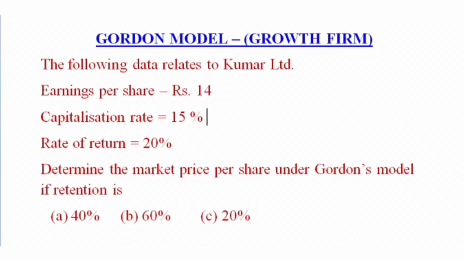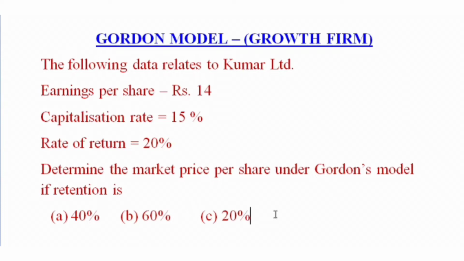Problem: the following data relates to Kumar Limited. Earning per share is rupees 14, capitalization rate is 15 percent, rate of return is 20 percent. Determine the market price per share under Gordon's model if retention is 40%, 60% and 20%. So we are asked to calculate market prices for three retention ratios: one is 40%, another is 60%, and another is 20%.